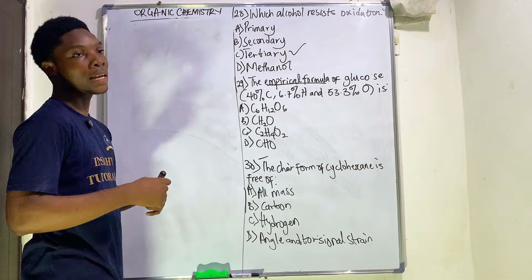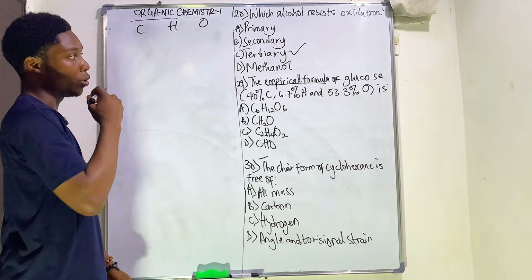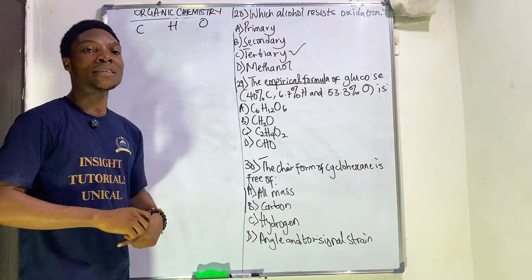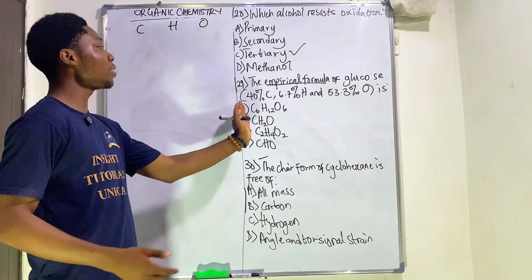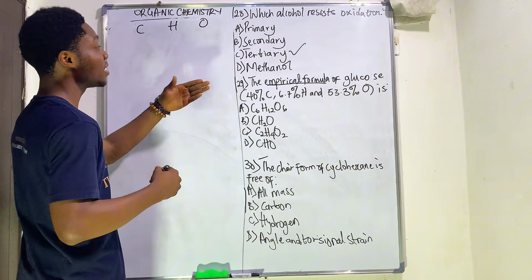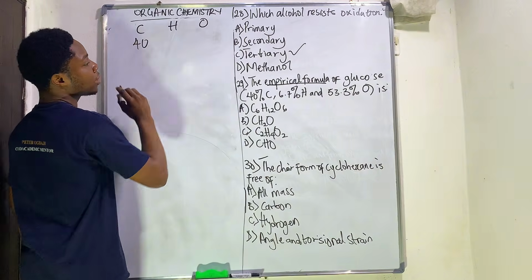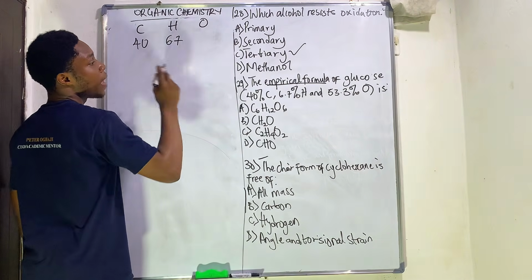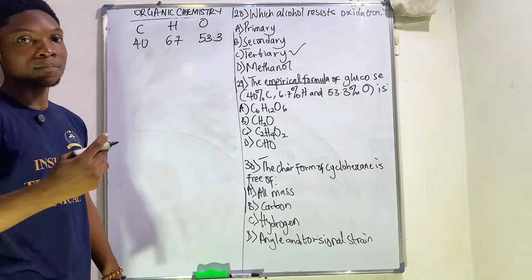Now, the three elements that we're using are carbon, hydrogen, and oxygen. So we spell that out. And the next thing is to write either the percentages or the masses of this compound. But in this case, we're given the percentages of these elements rather. So the percentage of carbon is 40, that of hydrogen is 6.7, and that of oxygen is 53.3. So these are the different percentages.